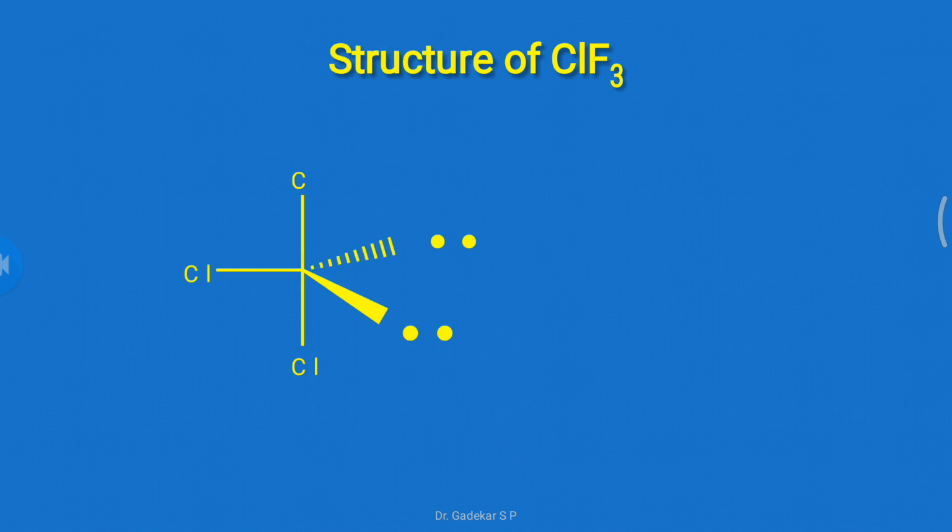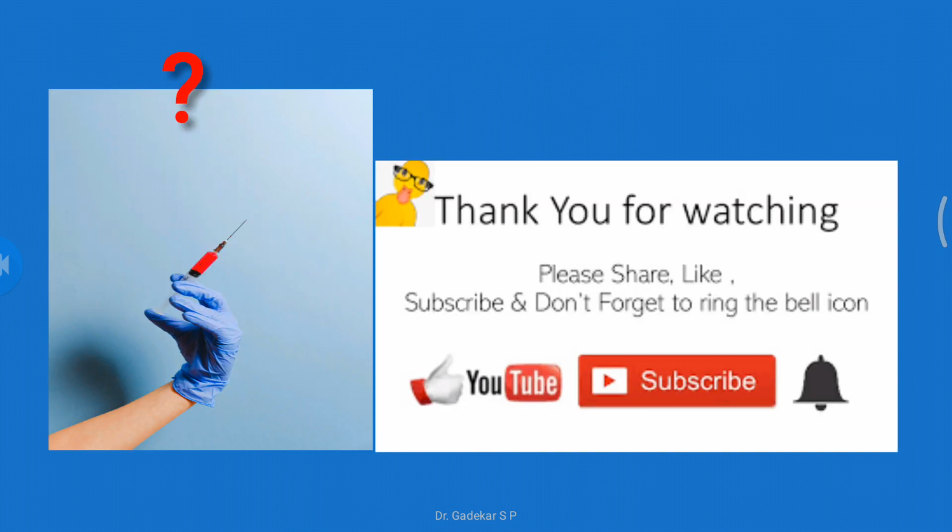So in the structure of ClF3, two lone pairs are present in equatorial positions. In the equatorial position, two lone pairs and one fluorine are present, but in the axial positions, two fluorines are present. So this is the structure of the ClF3 molecule.